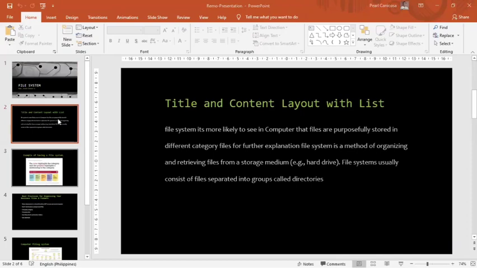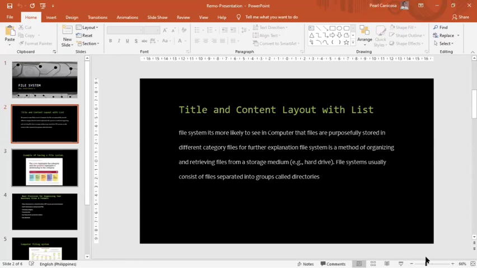As far as I remember, a file system is more likely seen in a computer, where files are purposely stored in different category files. For further explanation, a file system is a method of organizing and retrieving files from a storage medium. An example is the hard drive. A file system usually consists of files separated into groups called directories. Directories can contain files or additional directories. Today, the most commonly used file system with Windows is NTFS.